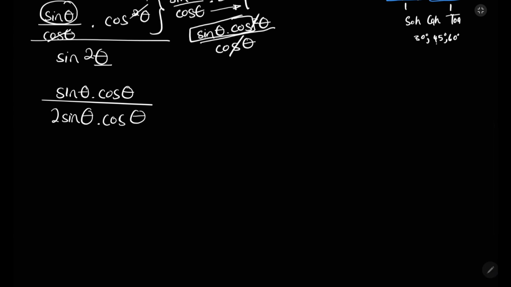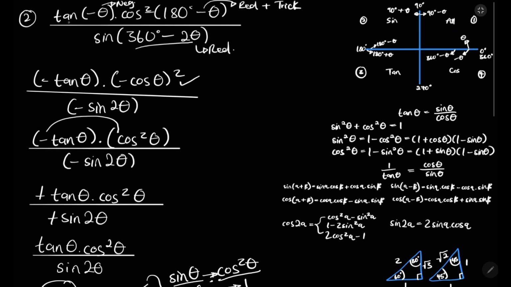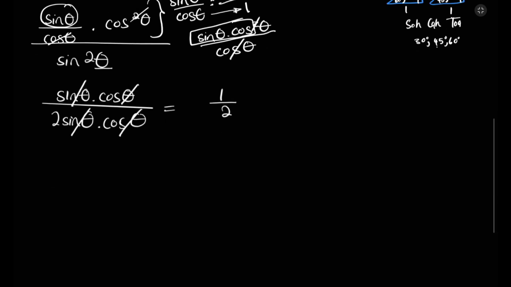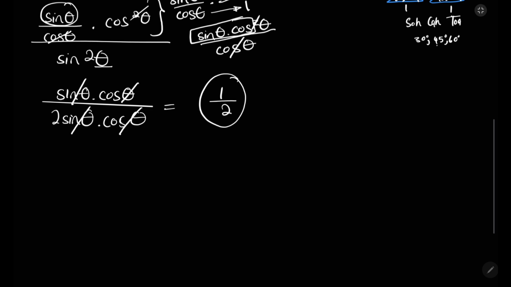Okay, so right now we have sine theta times cos theta all over 2 sine theta times cos theta. This cancels with that, and this cancels with that. Your answer is therefore, in your numerator you have 1. So this will be 1 over, in our denominator we have 2. So what you are given here, tan negative theta times cos squared 180 degrees minus theta all over sine 360 degrees minus 2 theta is equal to 1 over 2. That is how we simplify that.